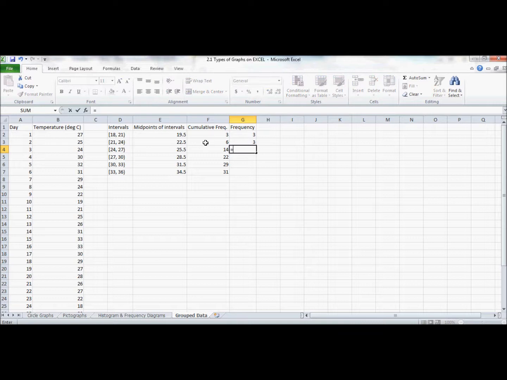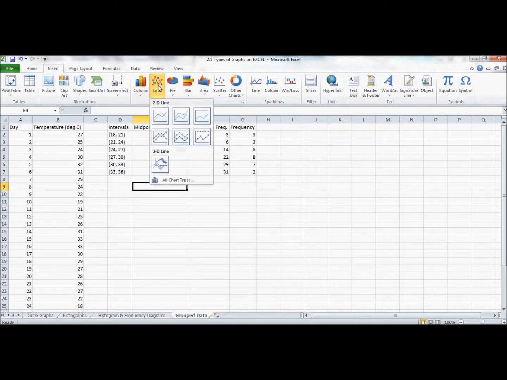So the third one will be the cumulative frequency from the third interval minus all of the previous frequencies, which would be the cumulative frequency from the second interval. And again, we'll fill in the rest of the chart accordingly. So now we've got both a cumulative frequency table and a regular frequency table. So we could do a frequency diagram and a cumulative frequency diagram.